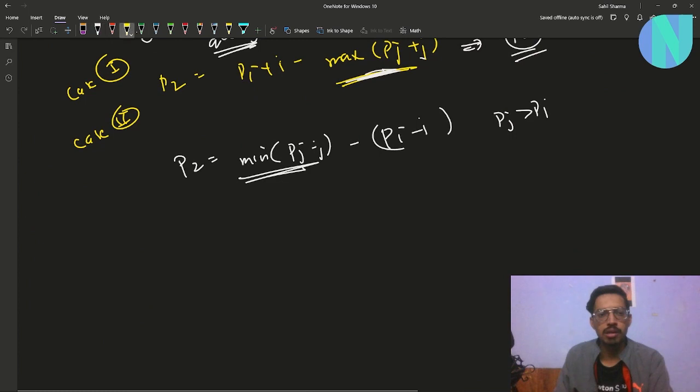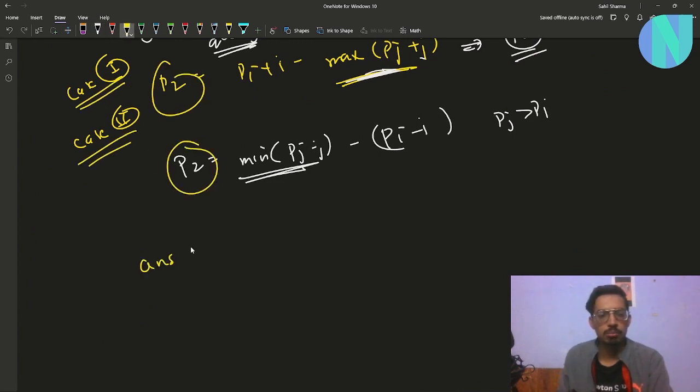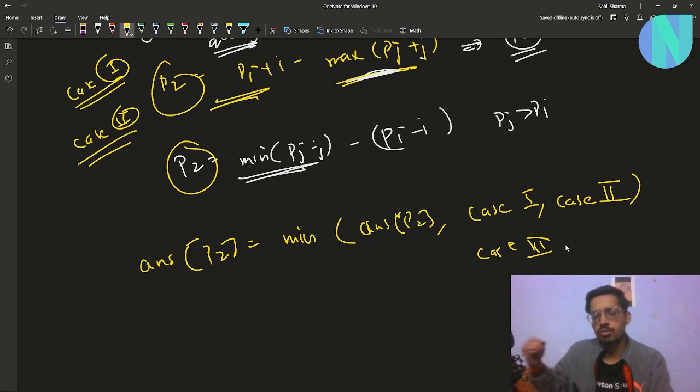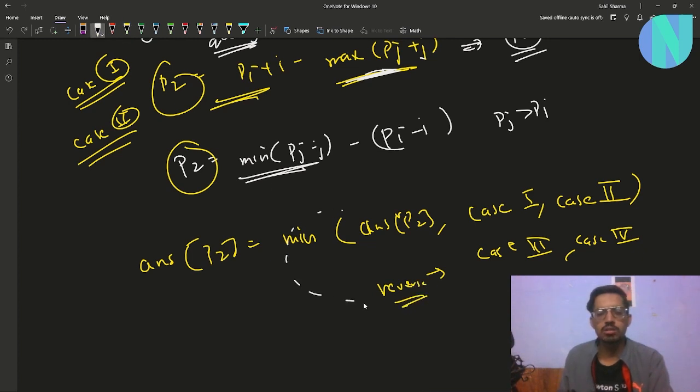And then I will update my answer for P2, right? So for both of these cases, I will update my answer for P2 as minimum of answer of P2, the answer that I found using case 1, and the answer that I got from case 2. Similarly, I will find the answer for case 3 and case 4 as well when I reverse the array, right? So after reversing, find the answer for case 3 and case 4, and your answer will be the minimum among all these answers, right? So I hope that is making sense.